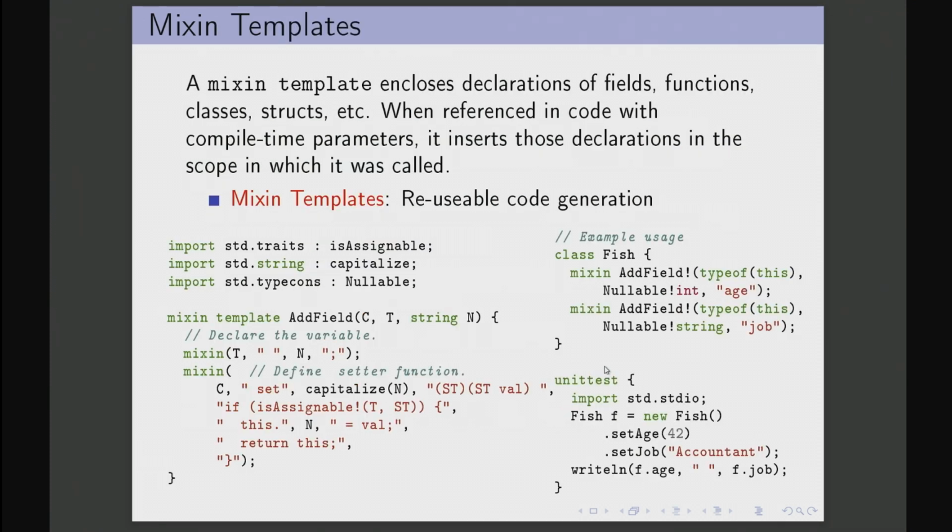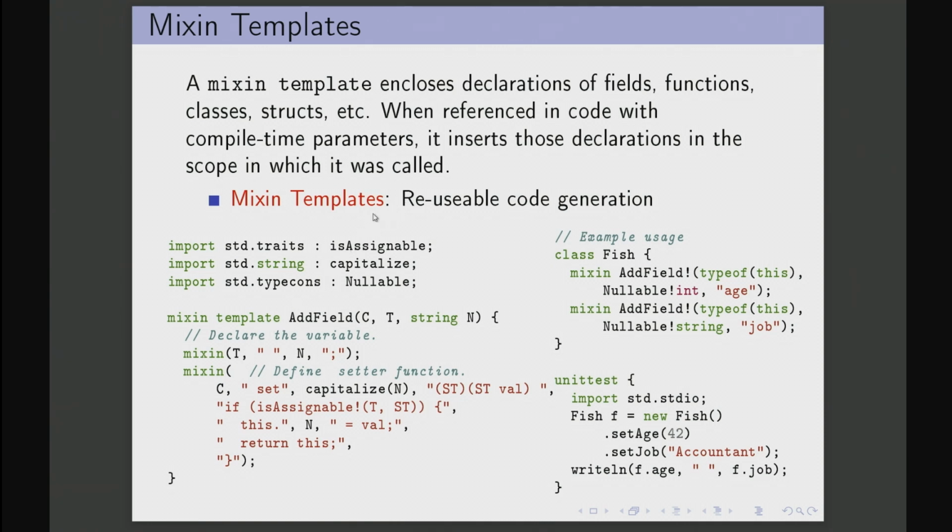Mixin templates are similar in the sense that they're generating code, but the difference is you can take a block of statements that are parameterized like a template, and they get embedded right in the same place where they're called. They don't have a separate scope. The code gets inserted right away. And you can combine it with your previous use of mixins.